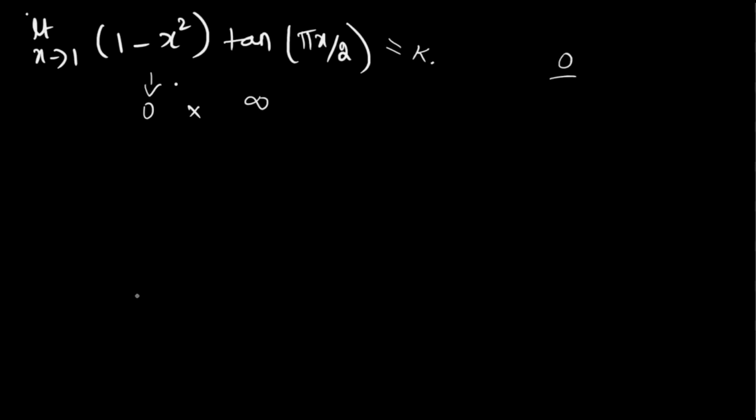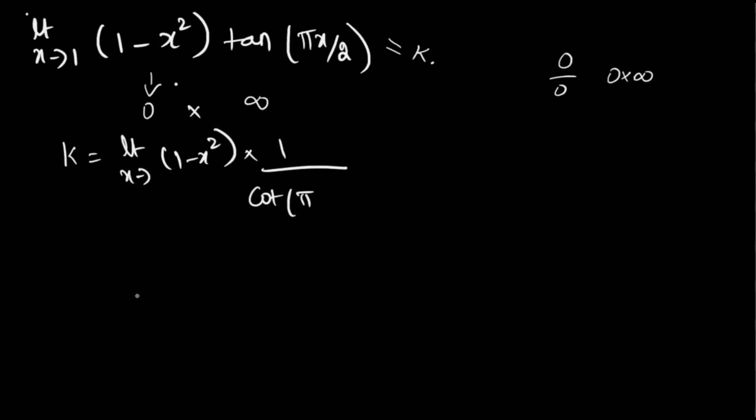So last video you have seen 0 by 0 form. So 0 into infinity, 0 power infinity, all these things we have to deal only by using LH rule. And now if you see, for LH rule we want one numerator and denominator. So what I'm going to do is, I'll keep this 1 minus x square as it is. Tan theta I'll write it as 1 by cot theta, 1 by cot(pi x by 2). Now I have a numerator and I have a denominator.